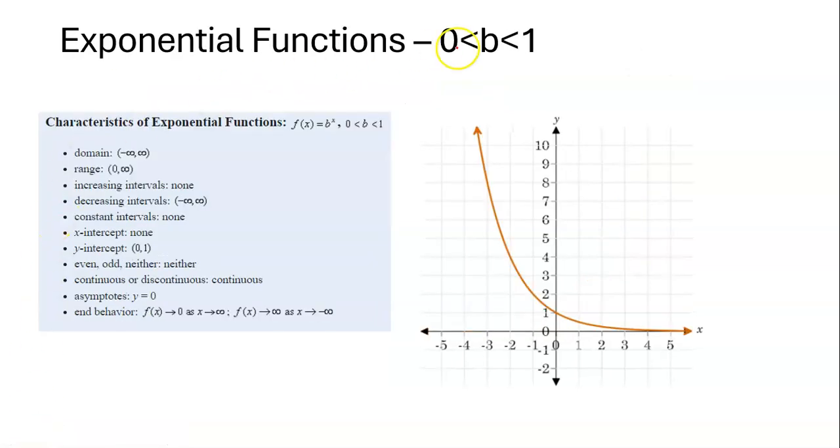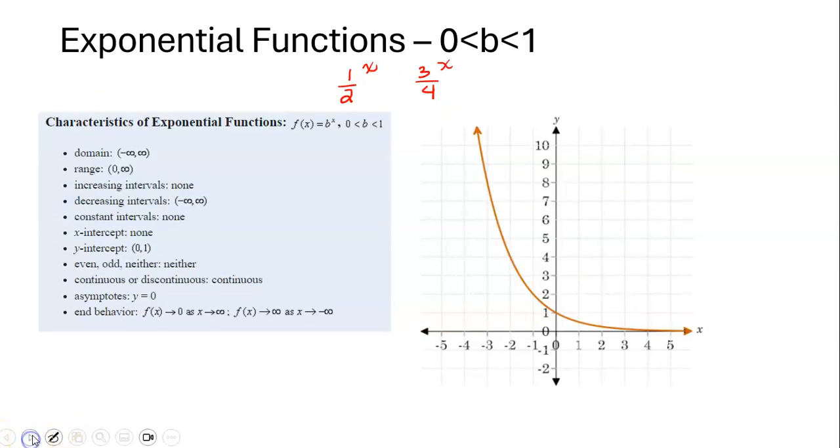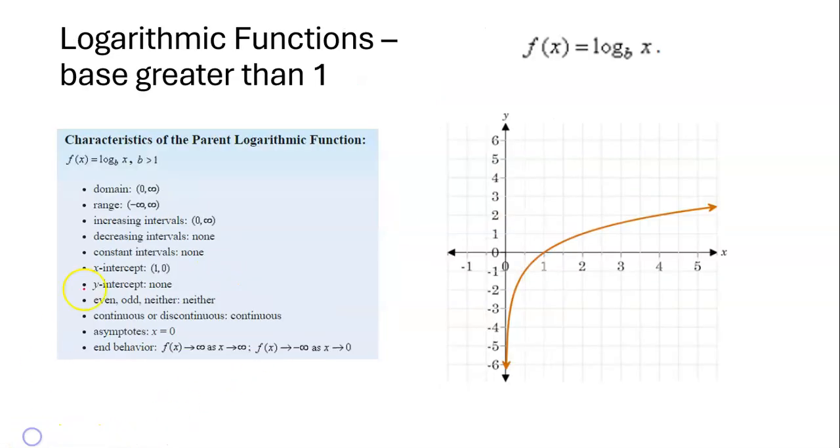Okay, now if our base is between 0 and 1, meaning like if the base is 1/2 to the x or 3/4 to the x or something gross like that, then our graph changes. So this is if it's greater than 1, and you can see it flips when it's in between 0 and 1. And we're not even talking about negatives. So domain and range, the intervals, intercepts, etc., it's all right there. You can read it.